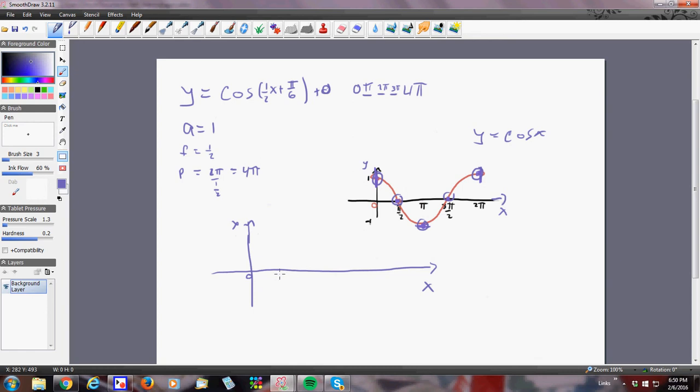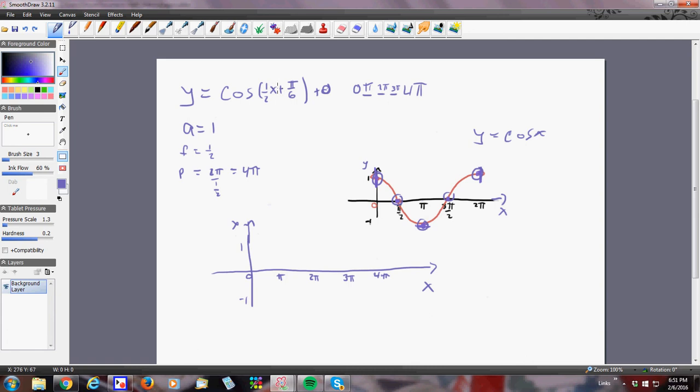So that means I get one full oscillation by the time I get to 4 pi, and that kind of makes sense because the frequency is half, so it's only going to get halfway by the time I get to 2 pi. And you can see halfway here would be something like this. However, that's not what's actually happening here, because I have this pi over 6.